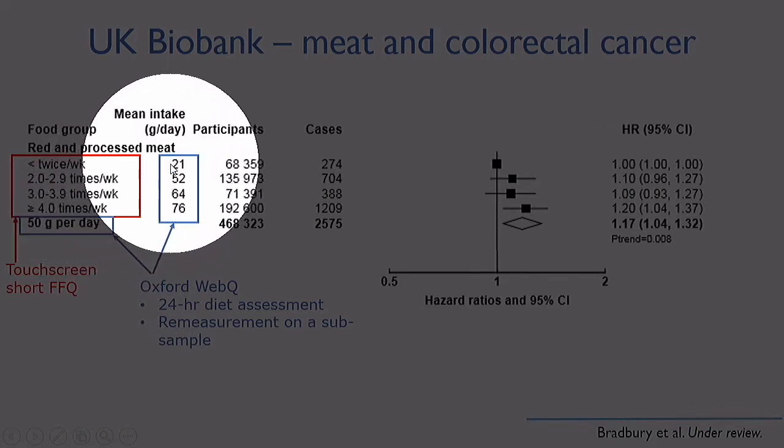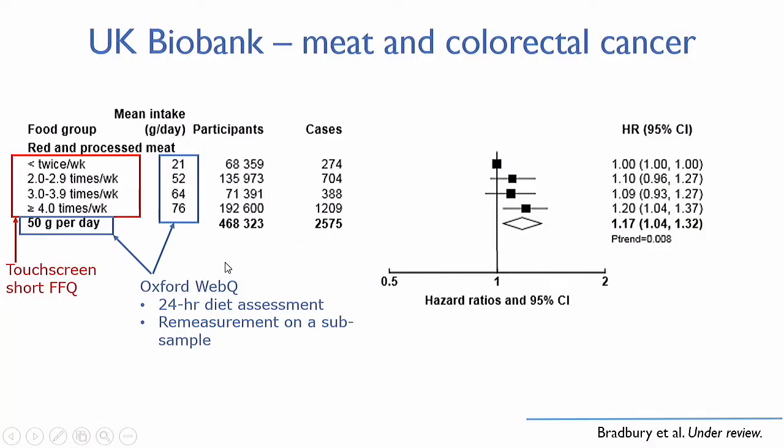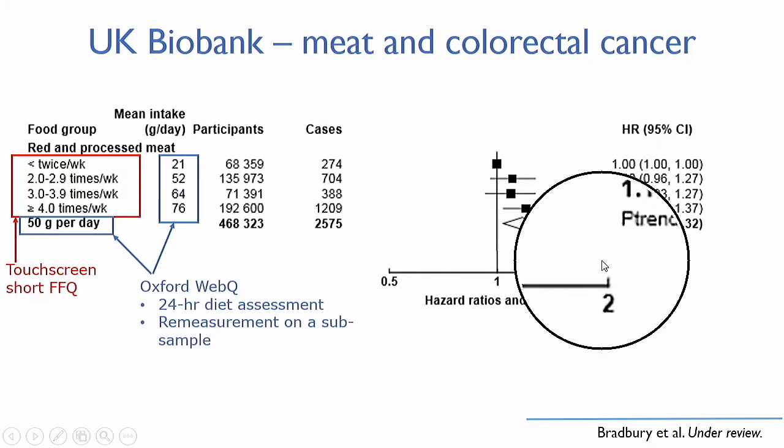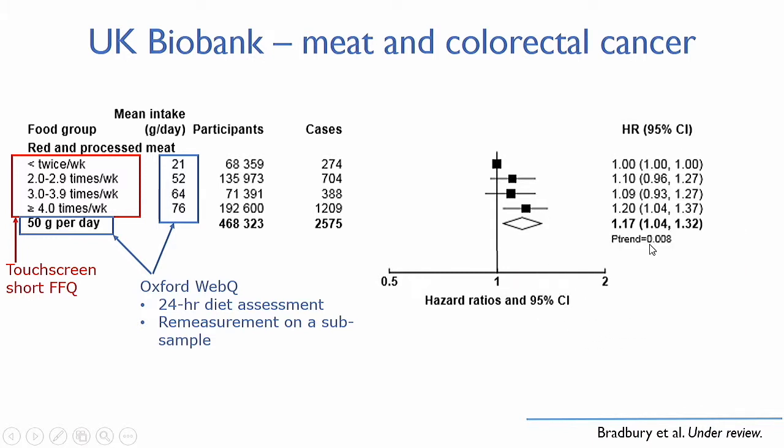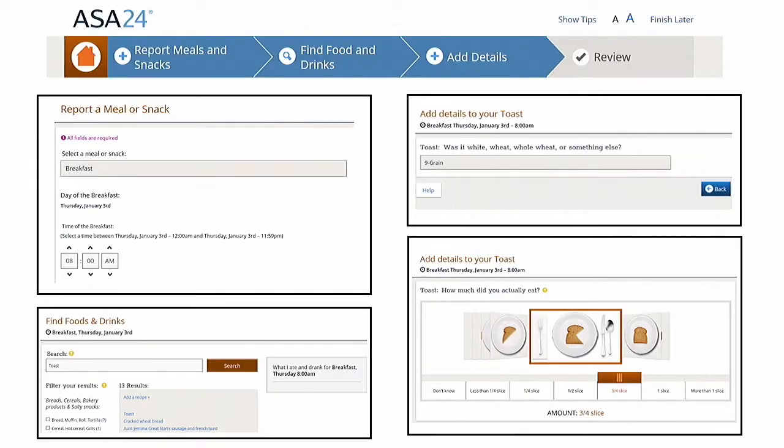We also used it to get an idea of the trend, and the result over here, ooh, this doesn't look so good, is that for every 50-gram increment in red and processed meat intake, there was a 17% increased risk in colorectal cancer. So I just want to, for comparison, show you a little bit about what some of the other emerging methods look like.